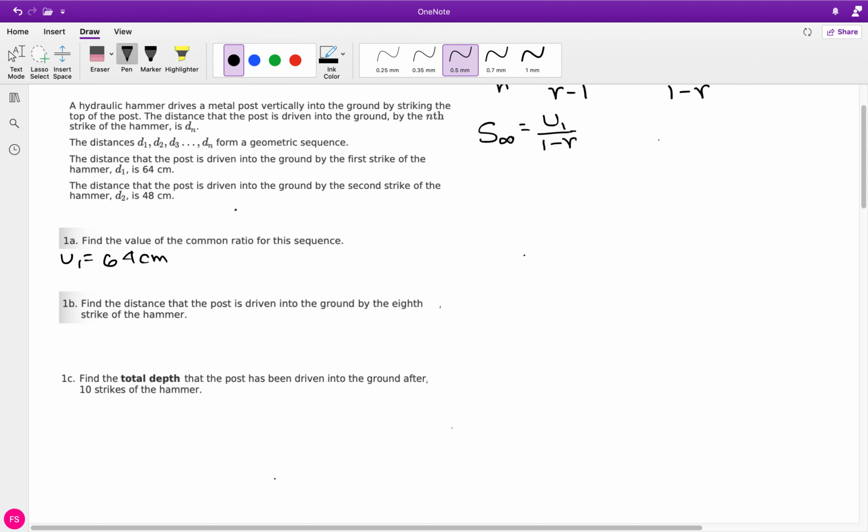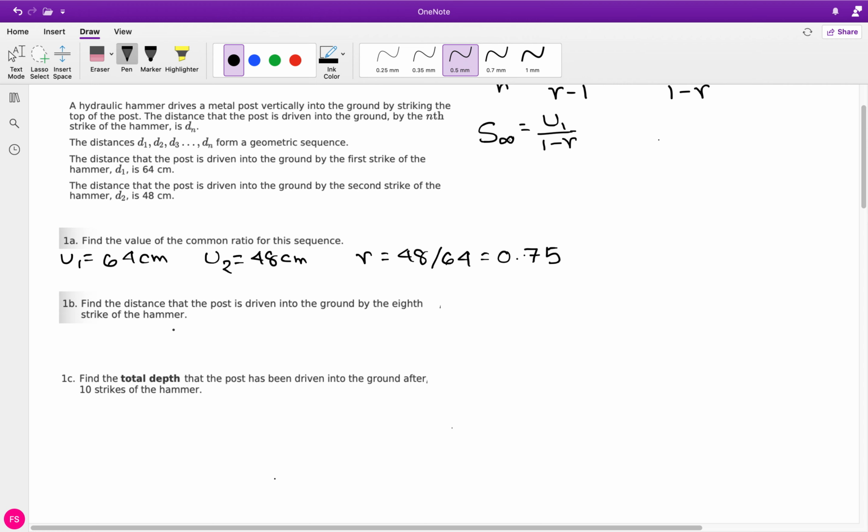The distance that the post is driven into the ground by the second strike of the hammer, d2, is 48 centimeter. It means the second term, u2, is 48 centimeter. The question is, we have to find the common ratio for this sequence. It's easy because I know my first term, I know my second term. All you need to do is just divide the second term by the previous term, which is 64 centimeter. r equals 48 over 64. This will give me 0.75.